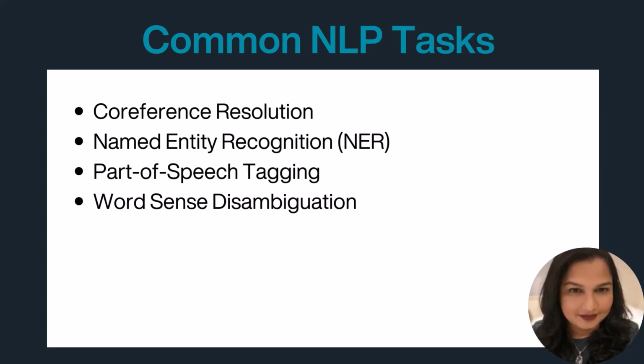And finally, word sense disambiguation. This clears up which meaning of the word is intended when there is more than one option, like knowing if bat is an animal or a baseball bat.